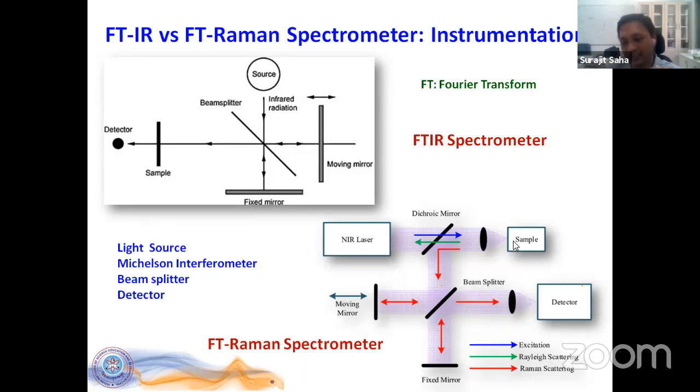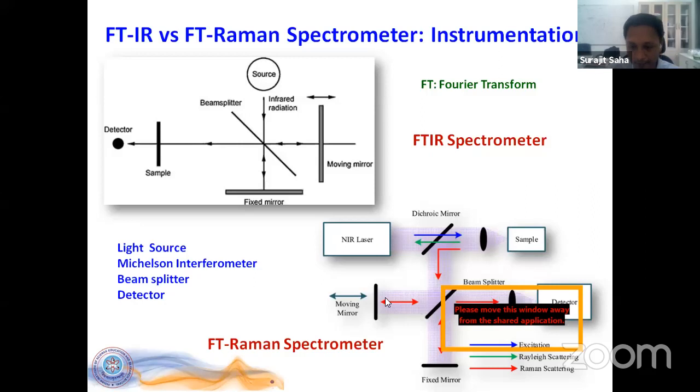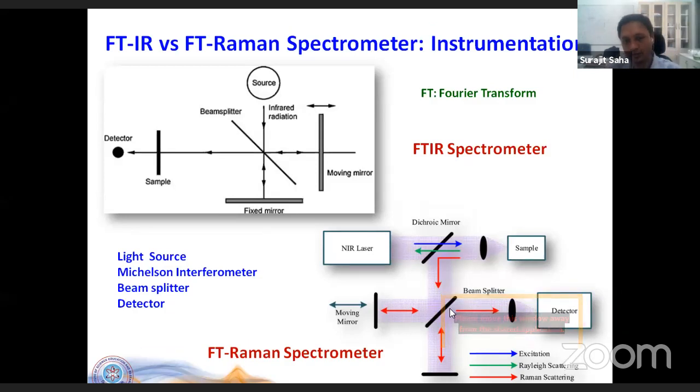Scattered light is collected. Now you see the scattered light is no longer a monochromatic light, but a set of different colored light, and that light is then directed through the optics and onto the interferometer. Now this interferometer, with the help of the fixed mirror and the moving mirror, when it comes back, they basically interfere, and this interfered signal is then detected by the detector. Now you can see that as compared to the IR spectrometer, where after the interferometer the light goes onto the sample, here the collected light is allowed to fall onto the interferometer.